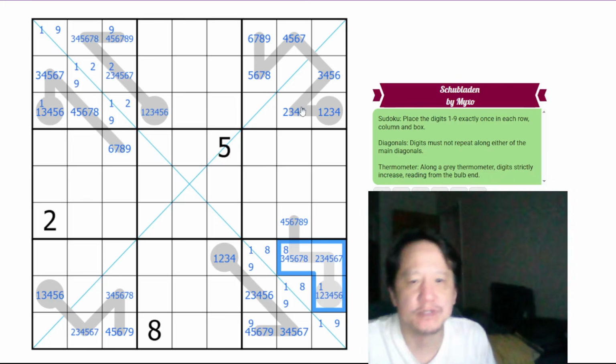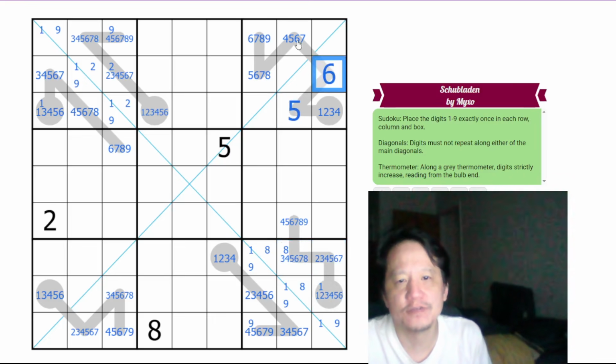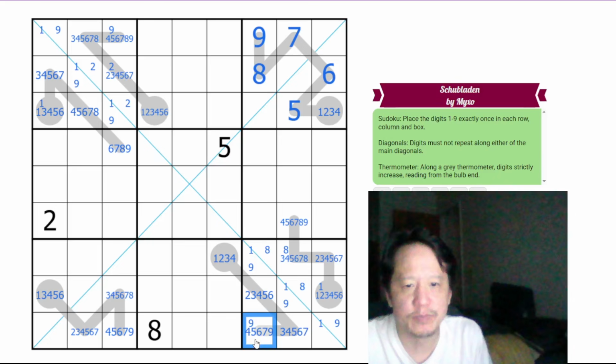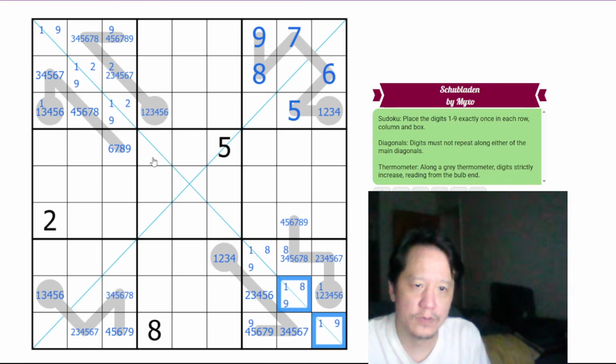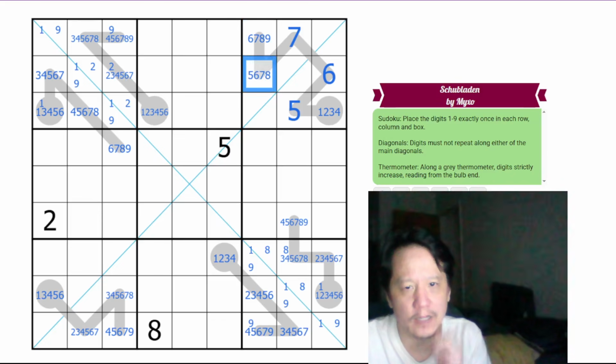So what happens if we have 5 here? 5, 6, 7, 8, 9, which means 9's not there. 8's not here. So 9 would have to be on the diagonal, which means 9 could not be here. Okay, so that's incorrect. That doesn't work.